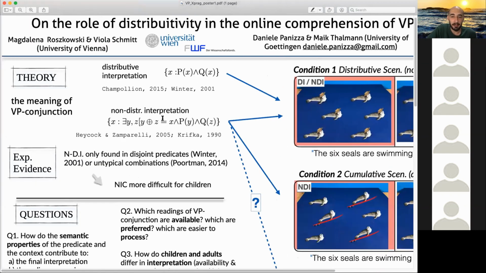Right. But if you have a non-distributive interpretation or a cumulative reading, or however you want to call it, then according to Haycock and Zamparelli and Krivka, this is more like the real meaning of VP disjunction, conjunction, right? And this means something like, for every individual, there is at least an individual Y, such that the sum of Y and Z is basically satisfying the predicate.